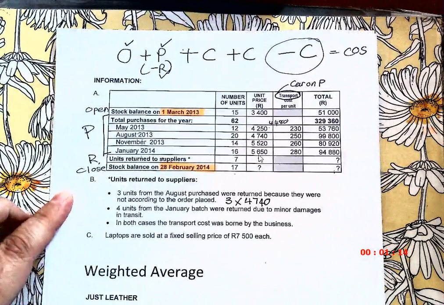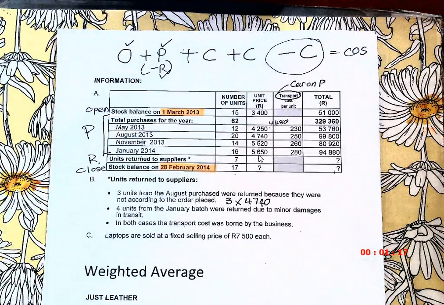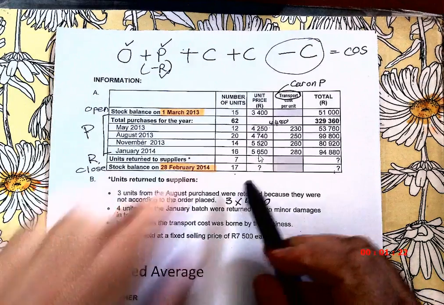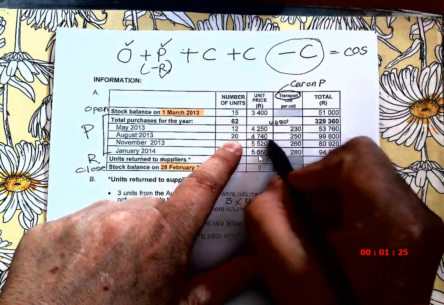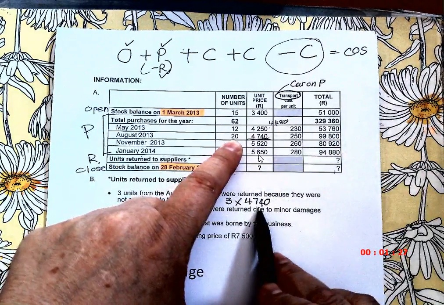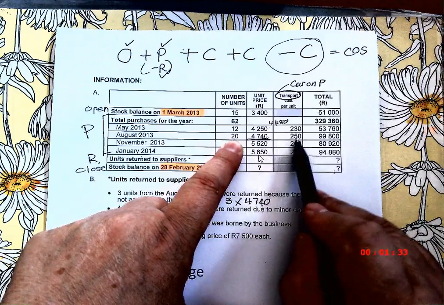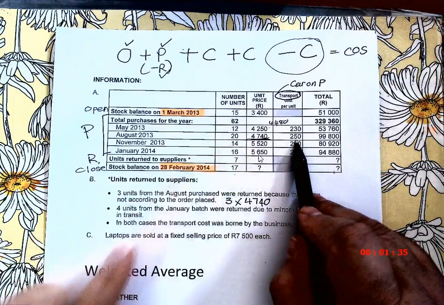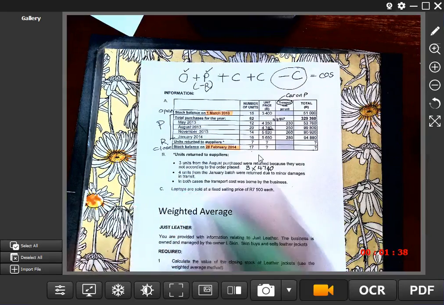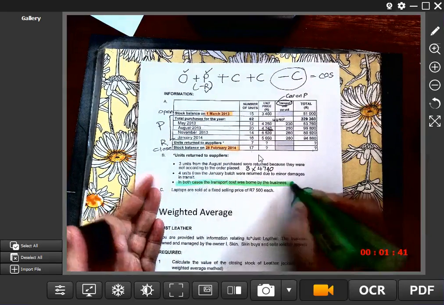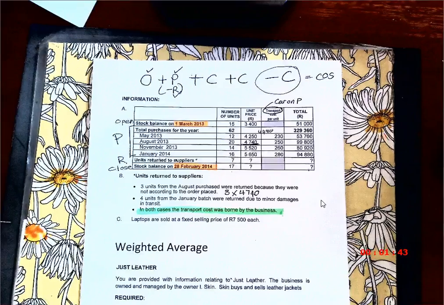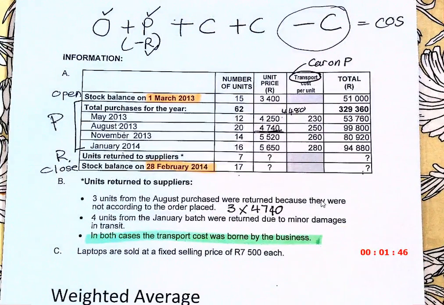They are saying the returns work like this, and this is where we started yesterday. The returns were 3 units from August. Can you see that's my cost? And I only work with the cost price, not with the cost and the transport. Why? Because if you read that last sentence, they say, in both cases the transport was borne by the business. What does that mean in normal day-to-day English? We're not going to get our transport costs back.